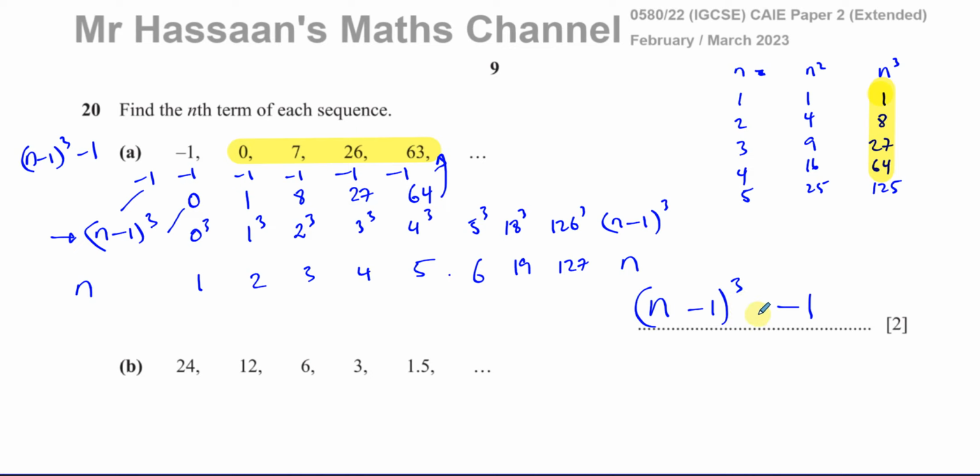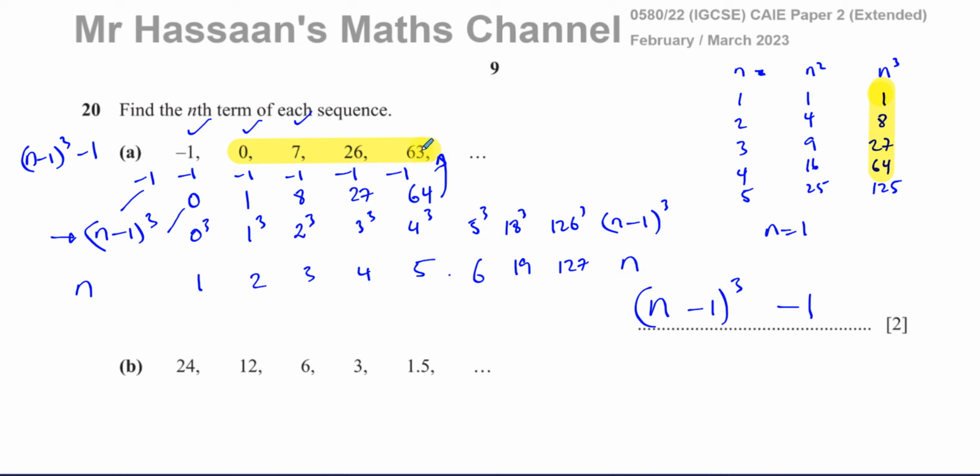And to make sure that we got the right answer, we can check this. For example, when n equals 1, we have 1 minus 1, which is 0. 0 cubed, which is 0. 0 minus 1, which is minus 1. When n equals 2, you have 2 minus 1, which is 1. 1 cubed is 1. 1 minus 1 is 0. That's correct. When n equals 3, this is the third term here. This is the first, second, third term. When n equals 3, you have 3 minus 1, which is 2. 2 cubed is 8. 8 minus 1 is 7.